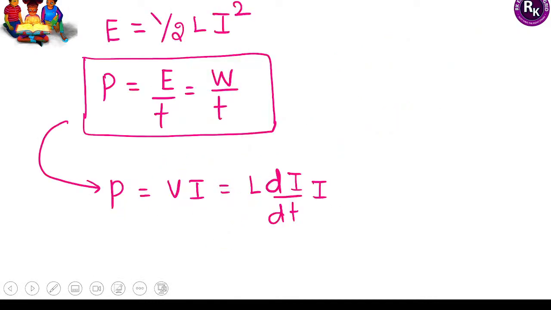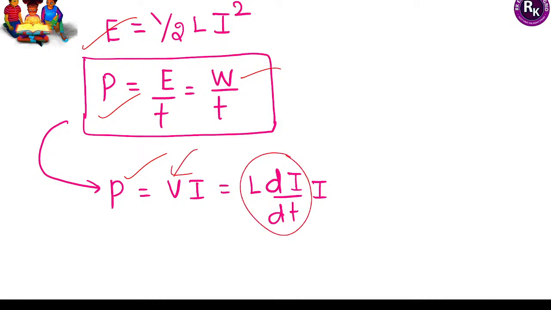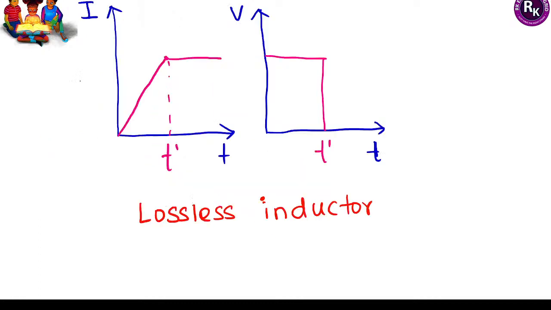Now, if you are defining the energy of the inductor, E is equal to half L i squared. Next, if I am defining the power, power P is equal to energy by time period, which can also be defined as work done by time period. The alternative formula to define the power for an inductor is P is equal to V into I. We know V can be replaced by L into di by dt. So this is the alternative way to calculate the power.